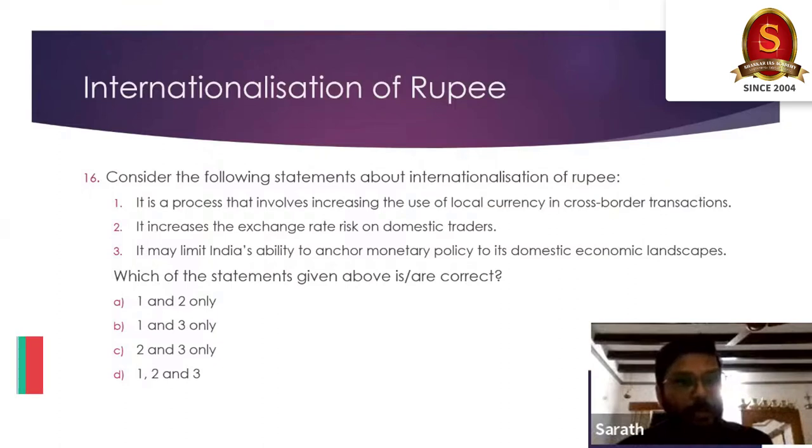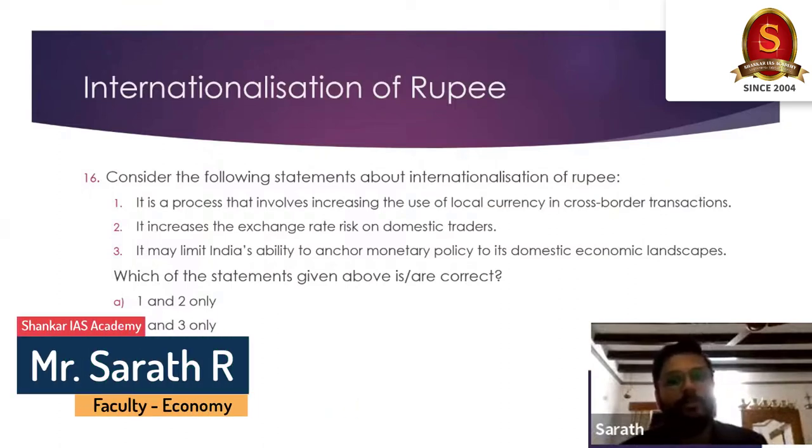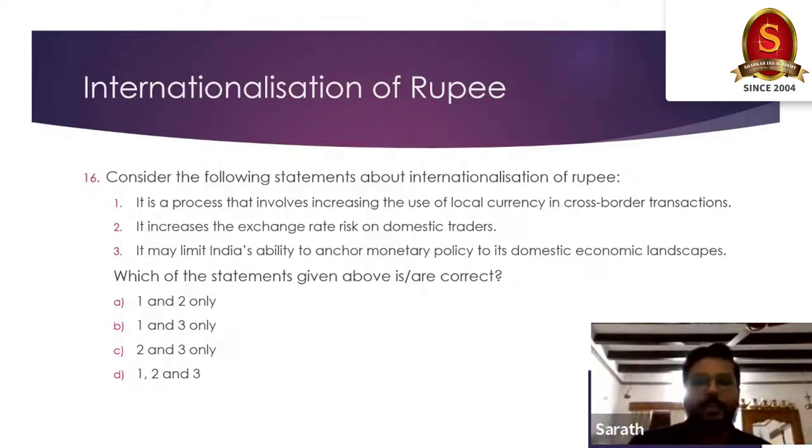Then the third statement: it may limit India's ability to anchor monetary policy to its domestic economic landscape. Now, this is a problem which a country like the USA also faces. Their currency is internationally used for transactions. They cannot arbitrarily reduce or increase the money supply without considering international implications. Similarly, if Indian currency becomes widely used outside, then we have to not just look at the domestic conditions. We have to look at the international impact of changing our money supply as well, because it will have a great impact globally. So it limits our ability to anchor monetary policy to domestic landscapes because international aspects will also come into the picture. The third statement is correct. Answer is B, 1 and 3 only. The second statement is wrong. So it's an extension of the previous question in that sense.